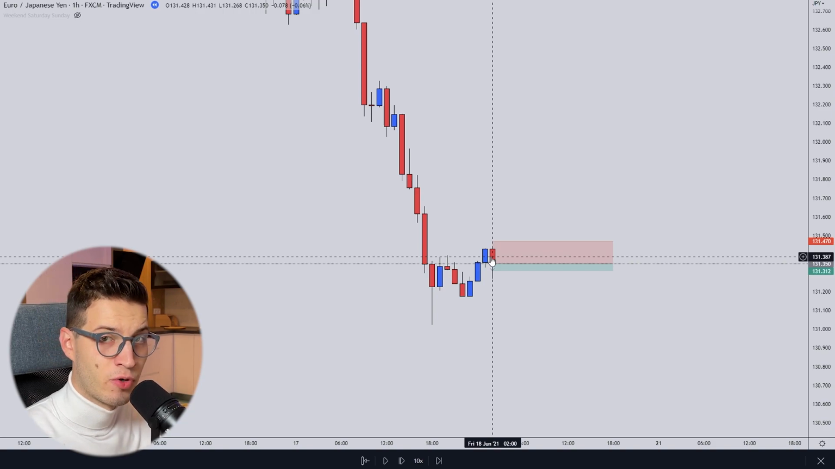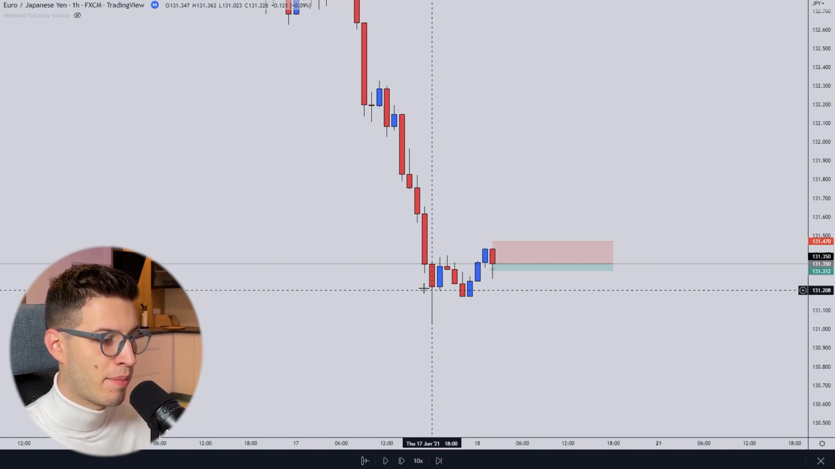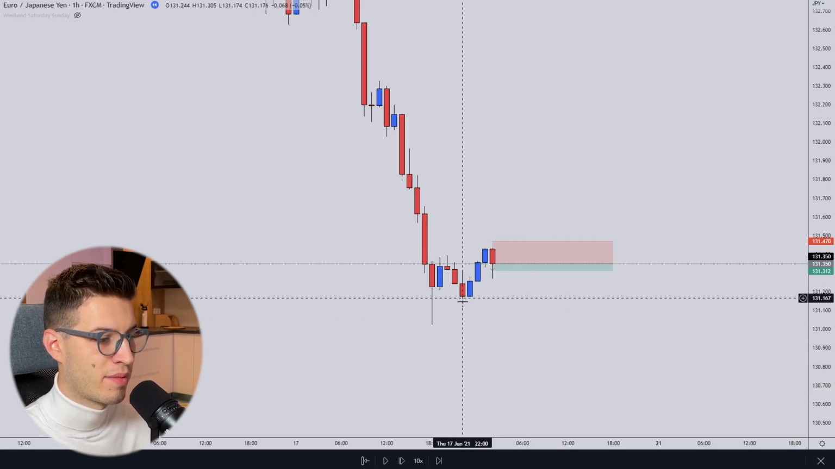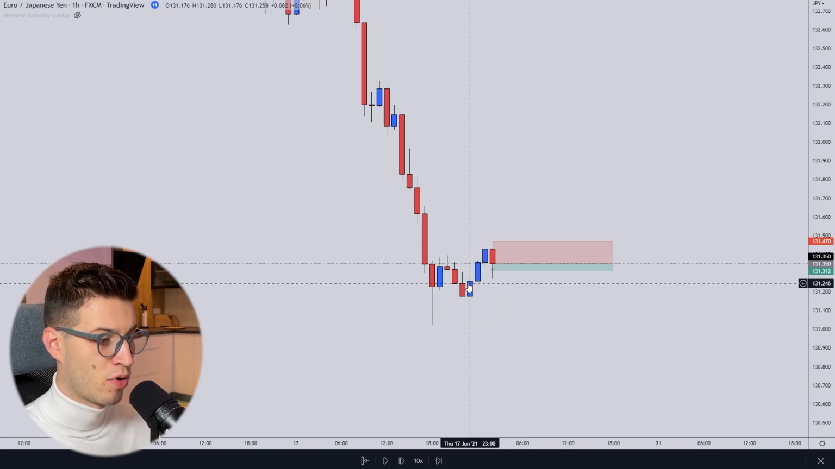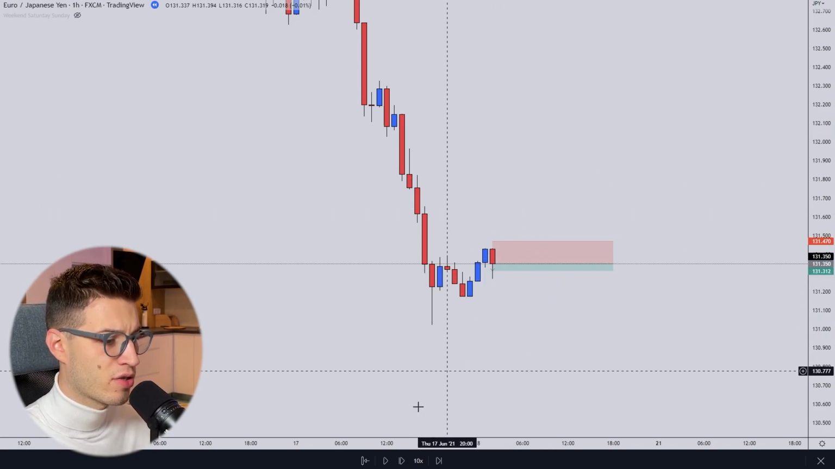Now that is something for you to backtest. Go to your chart and see what happens after a large wick. How many times does it continue down, and how many times does it reverse? How does the pullback look when the price continues, and how does the pullback look when it reverses? Okay, so now I'm in this trade.